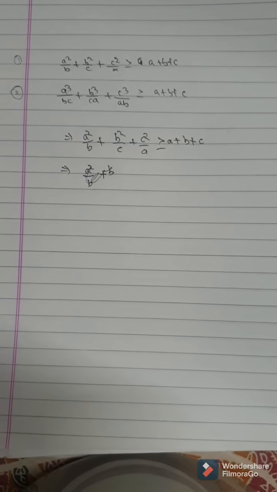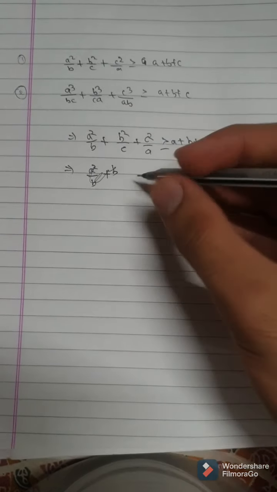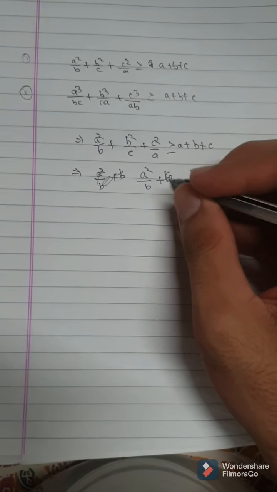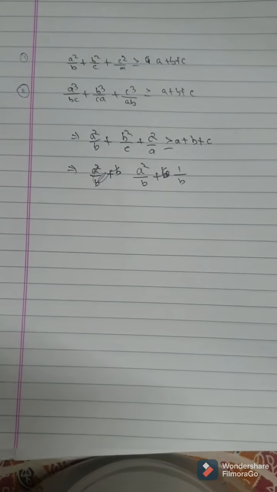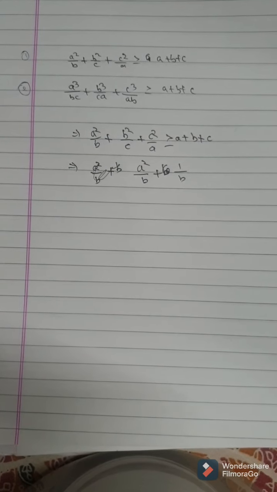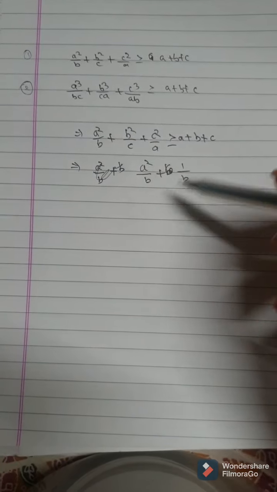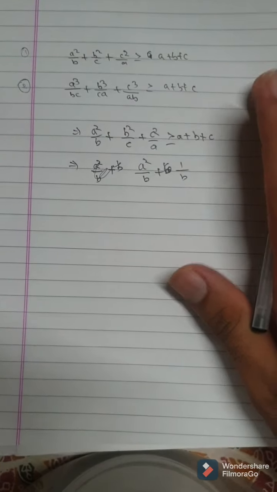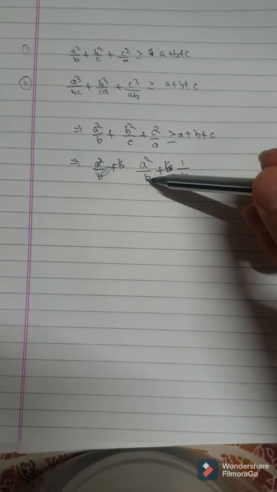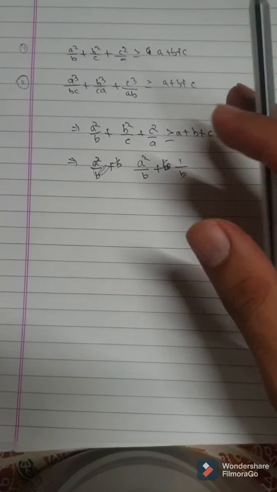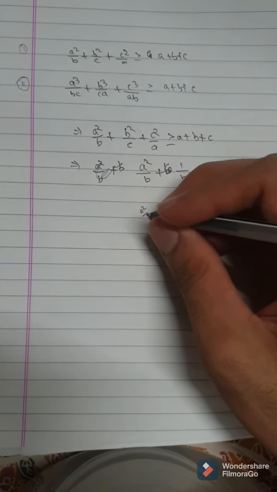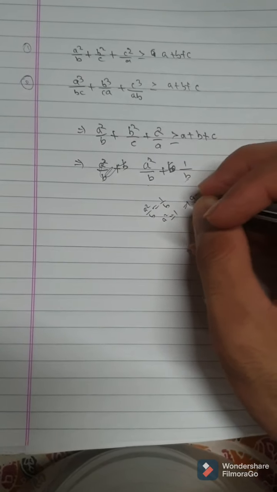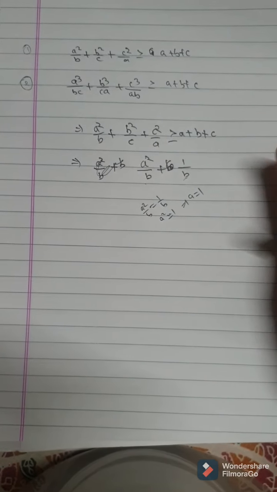Also, one important point about inequality is that if we apply the inequality like this, a square by b plus 1 by b, it won't be true. It means in this case the equality cannot hold between AM and GM, not in every case, only in some cases. Because a square by b and 1 by b, if we set them as equal, then a square by b is equal to 1 by b, which means a square equals 1, which means a equals 1. So it will work for only a particular case but not for every case.